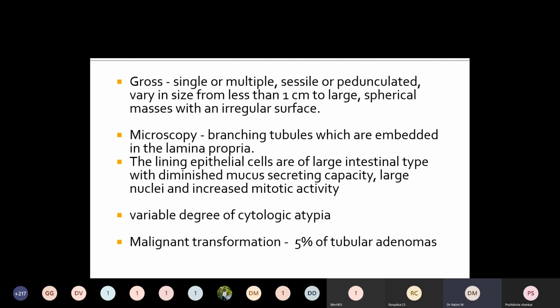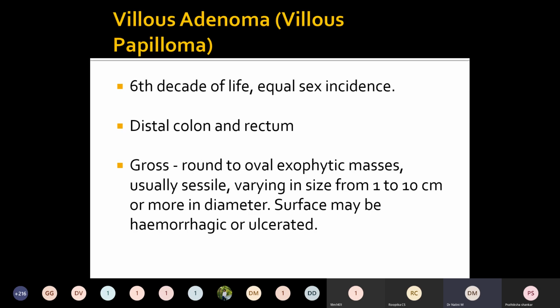Microscopy, there are branching tubules which are embedded in the lamina propria. This is what you are going to pick up. And the lining epithelial cells are the large intestinal type with mucus secreting capacity, but it is diminished. And one more thing that you have to look for is the mitotic activity, the nuclei, and the varying degree of cytologic atypia. And here again, they have a high chance of malignant transformation.